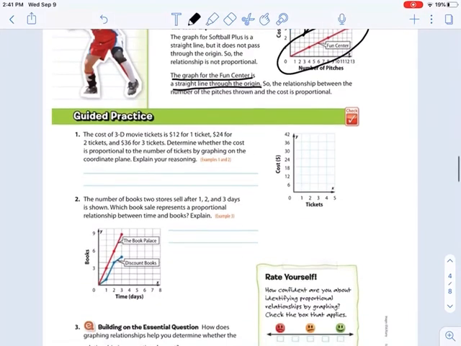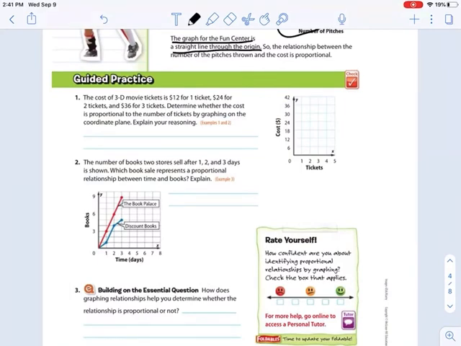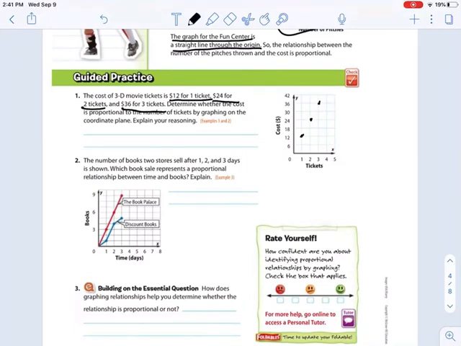Okay, so what I want you to do is number 1. Okay, so for number 1, we need to graph. So it's $12 for 1 ticket. So there's 1, and there's 12. And it's $24 for 2 tickets. And it's $36 for 3 tickets. Okay. And so we have to be careful because sometimes they won't give us the 0, 0, but sometimes we have to use common sense. And the other thing is that also always continue your graph all the way through.